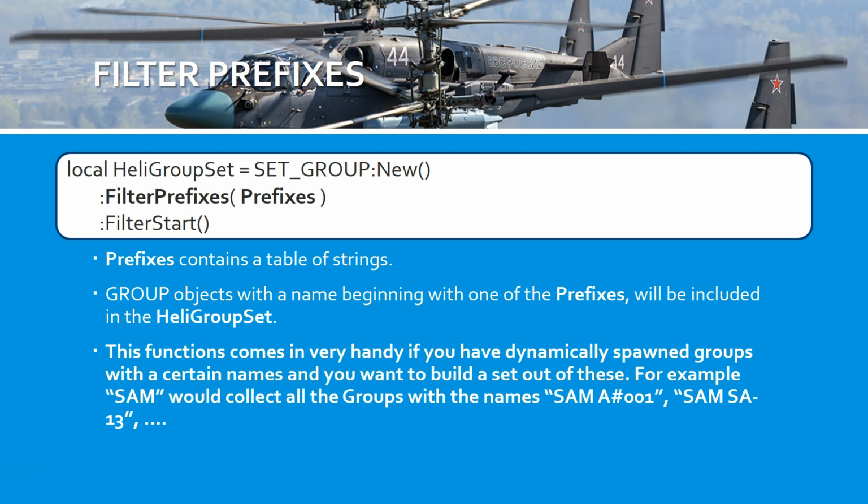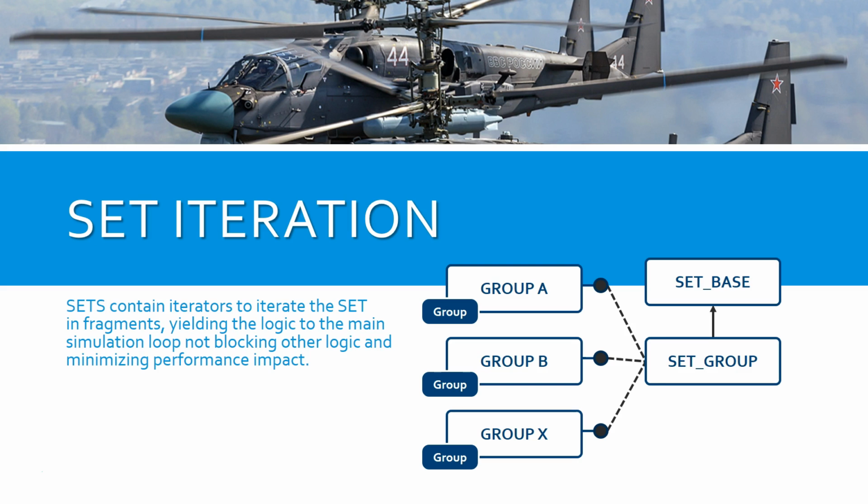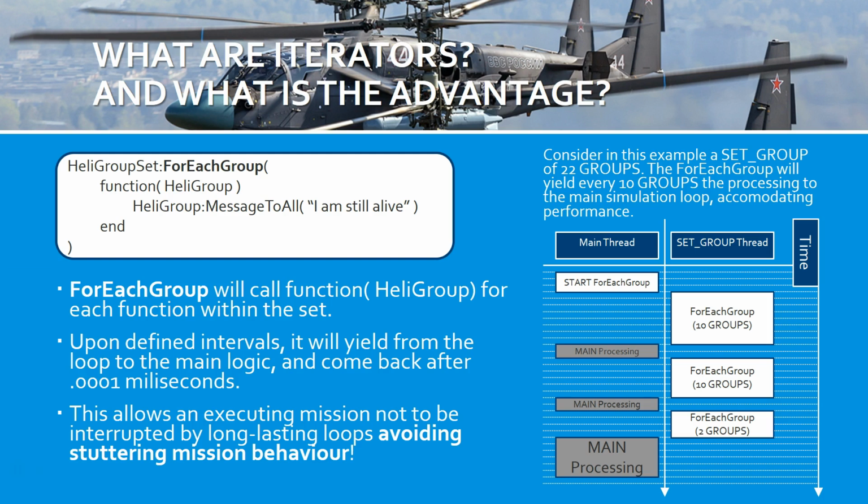The combination of these filter criteria allow you then to build comprehensive sets of groups, and it's really very handy. Why is it handy? Because these sets can be iterated. So what does iteration mean? Iteration means that you are looping the set. So for each group belonging to the set, I am calling a function. What is an iterator? An iterator is basically that function that allows you to iterate the set.